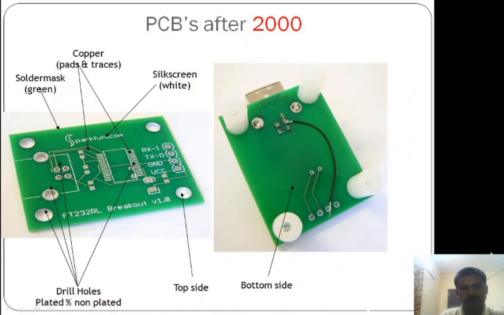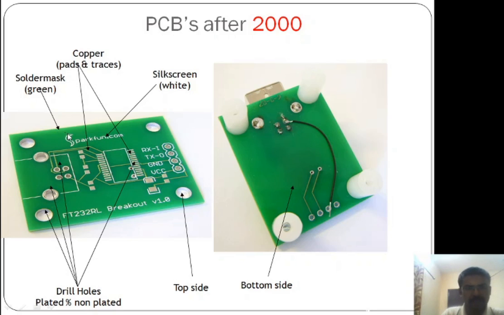So later, what happened after 2000? The technology improved. See the tracks, the connections are printed here. The drilled holes are plated, and surface mount technology components are the latest advancements after 2000.